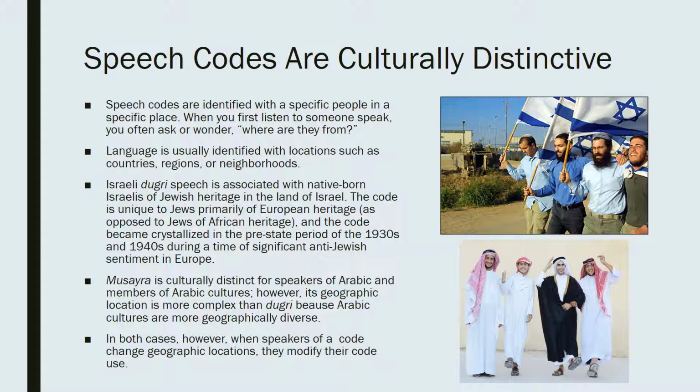Musaira is culturally distinct for speakers of Arabic and members of Arabic cultures. However, its geographic location is more complex than Dugri because Arabic cultures are more geographically diverse. Whether you're in Iran, Iraq, Libya, or Turkey, these countries have a sense of Arabic culture, but it's not the same kind of culture. A lot of people in Turkey don't even accept that they're part of the Middle East. They say they're more on the European side. So even within that context, there are a lot of cultural differences. In both cases, however, when speakers of a code change geographic locations, they modify their code use.